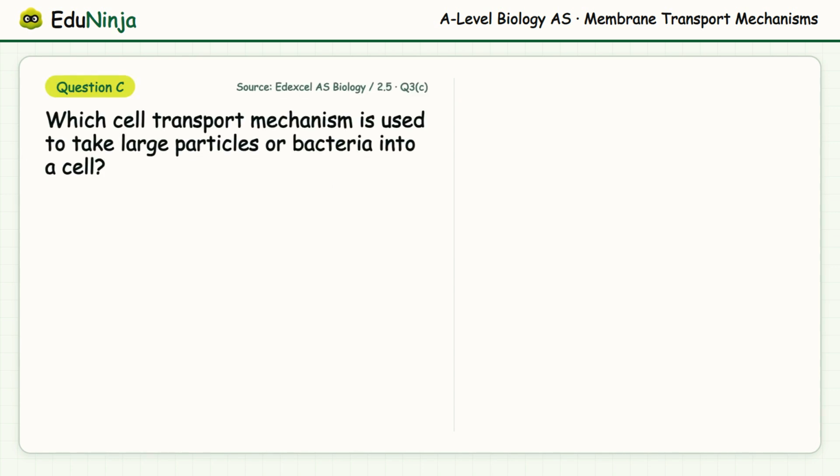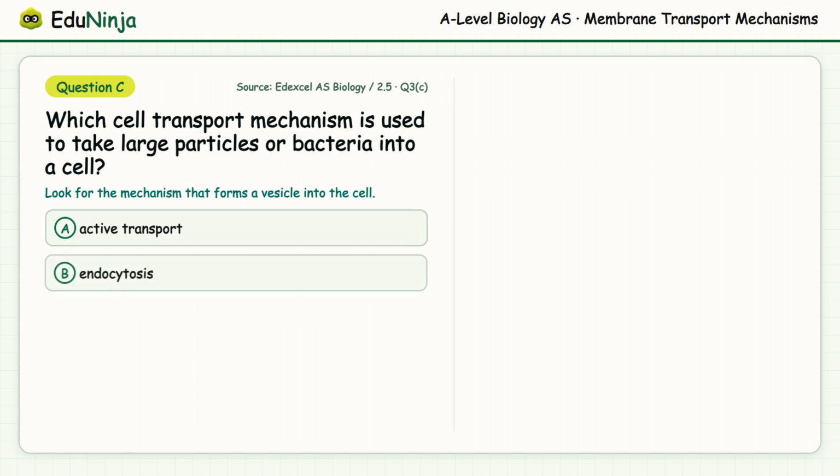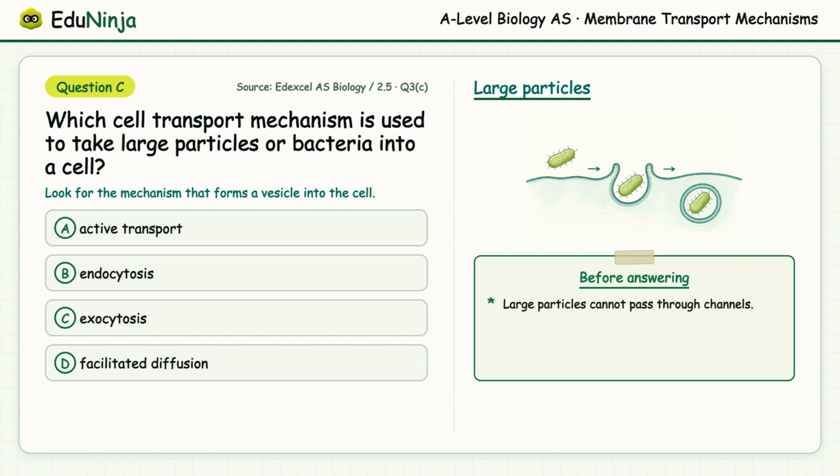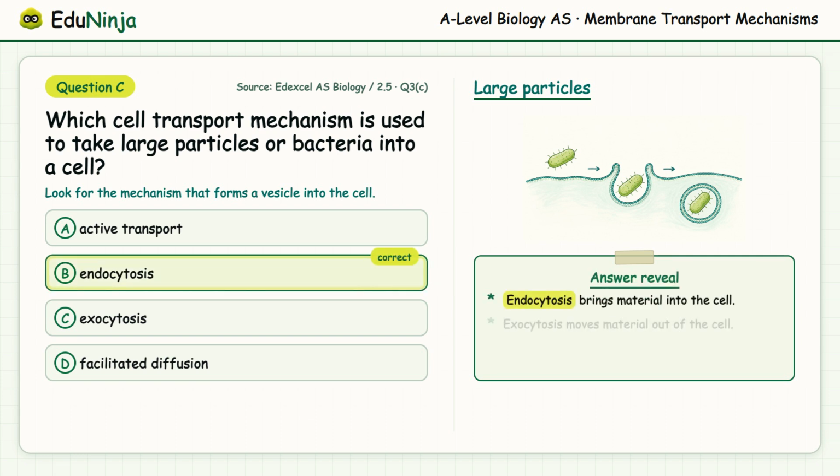Question C asks, which cell transport mechanism is used to take large particles or bacteria into a cell? The choices are A. Active transport. B. Endocytosis. C. Exocytosis. D. Facilitated diffusion. Large particles cannot pass through membrane proteins or through the phospholipid bilayer. The cell membrane has to fold around the particle and form a vesicle. So the answer is B. Endocytosis. Exocytosis is the opposite direction, taking material out of the cell.